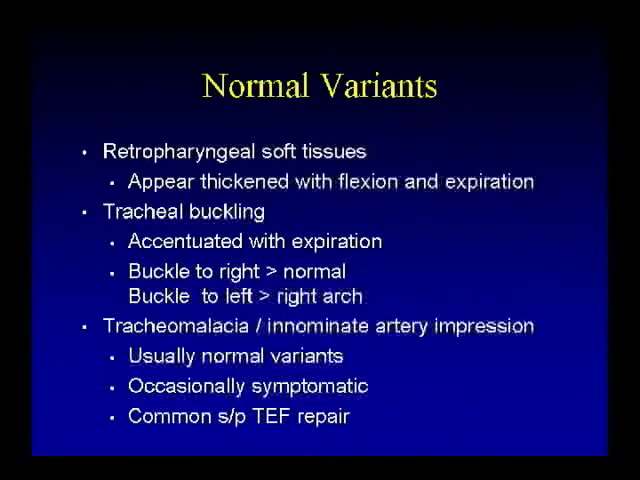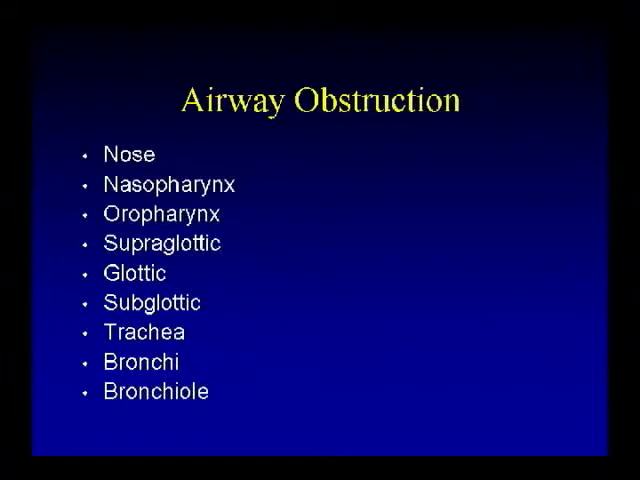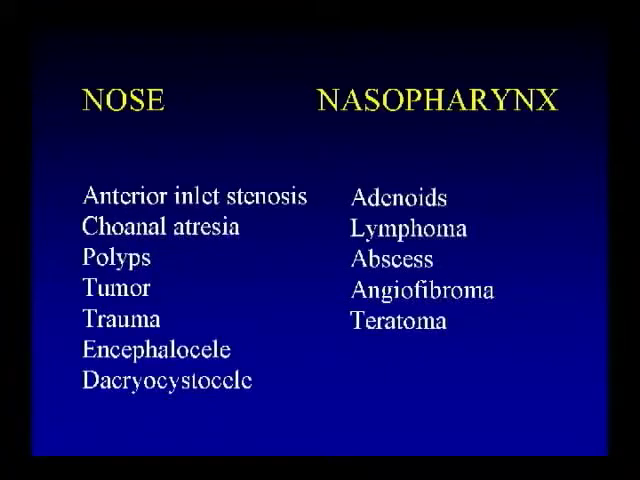So these are some of the normal variants, and in the interest of time, I'm not going to read some of the lists that are in your syllabus, but rather move on to show you more of the cases that you're probably more interested in seeing anyhow. Again, with airway obstruction, I'm not going to read everything on every list, but we're going to go from the nose down to the bronchiole and show a variety of conditions that we see in a pediatric radiology practice. Starting from the nose, we'll show a few examples.